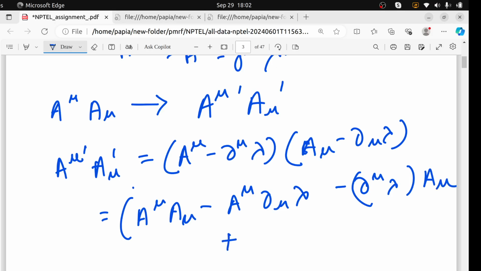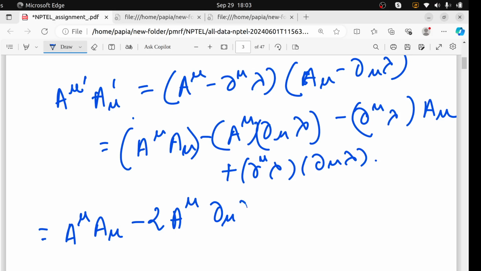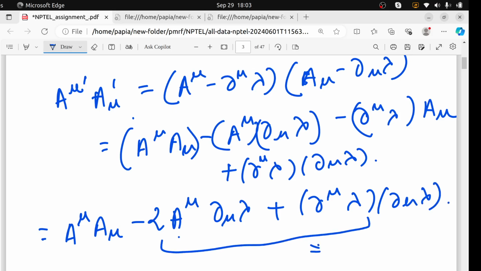So now you can see it is A mu minus del mu lambda times A mu plus del mu lambda. Here A mu, del mu lambda, and del mu lambda A mu are commuting, like a symmetric function. So we can write it like 2 A mu del mu lambda, then the rest of the things del mu lambda. Obviously you can see that this whole term is not equal to 0. So A mu prime is not equal to A mu.